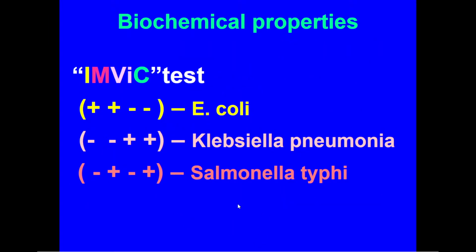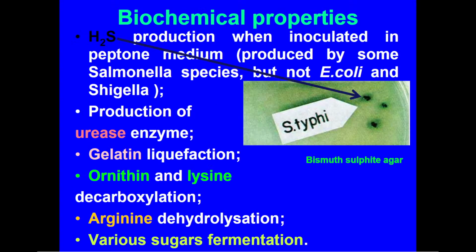Okay, you can see the example. E. coli: first 2 positive, Voges-Proskauer and citrate negative. That is the formula according to the IMViC test. Klebsiella pneumoniae, vice versa, upside down: first 2 negative, then 2 positive. Salmonella typhi: negative, positive, negative, positive, and we may have some other groups. So according to the IMViC test, the Enterobacteriaceae can be divided into groups for initial identification.